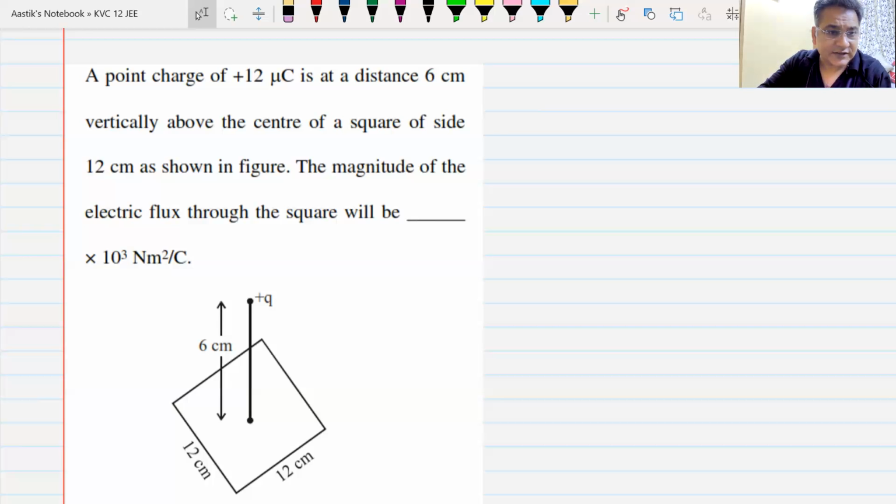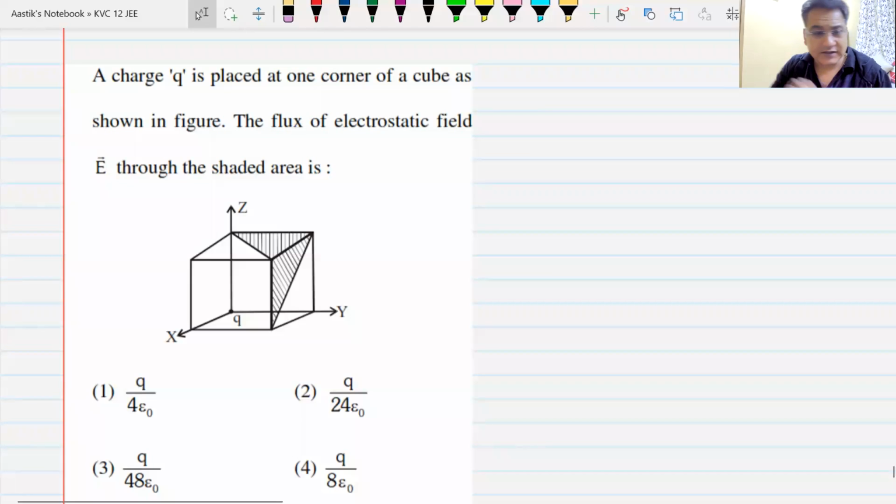Then, sir, this question. Let us see who gives me the answer. This one. Question from previous year. Yes, answer for this one. A charge Q is placed at one corner of a cube as shown in the figure. The flux of the electrostatic field E through the shaded region is.